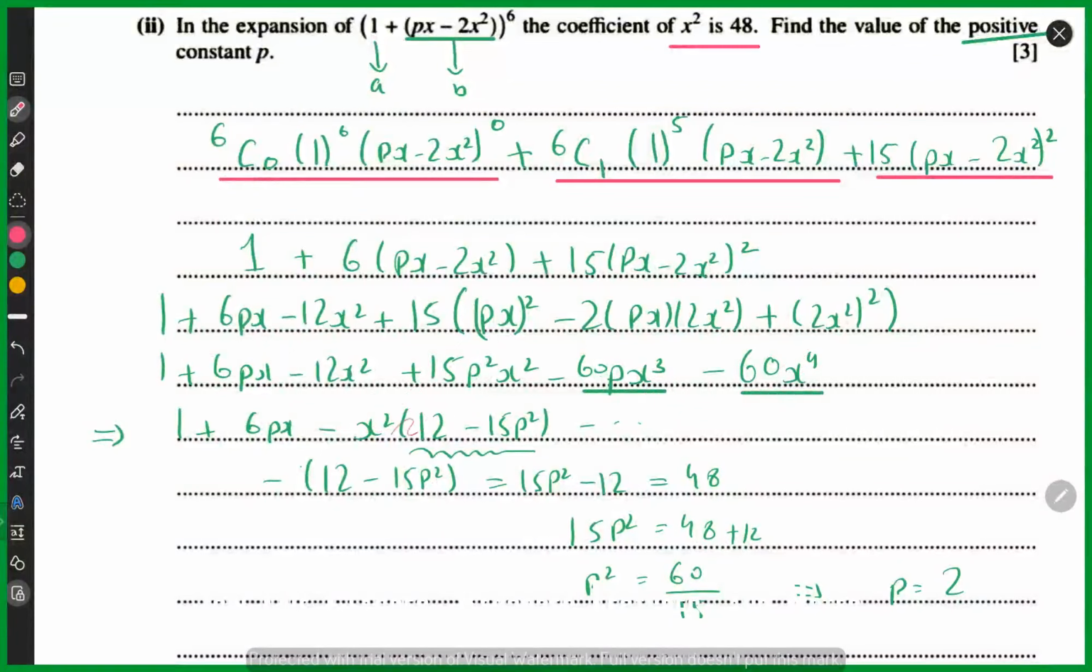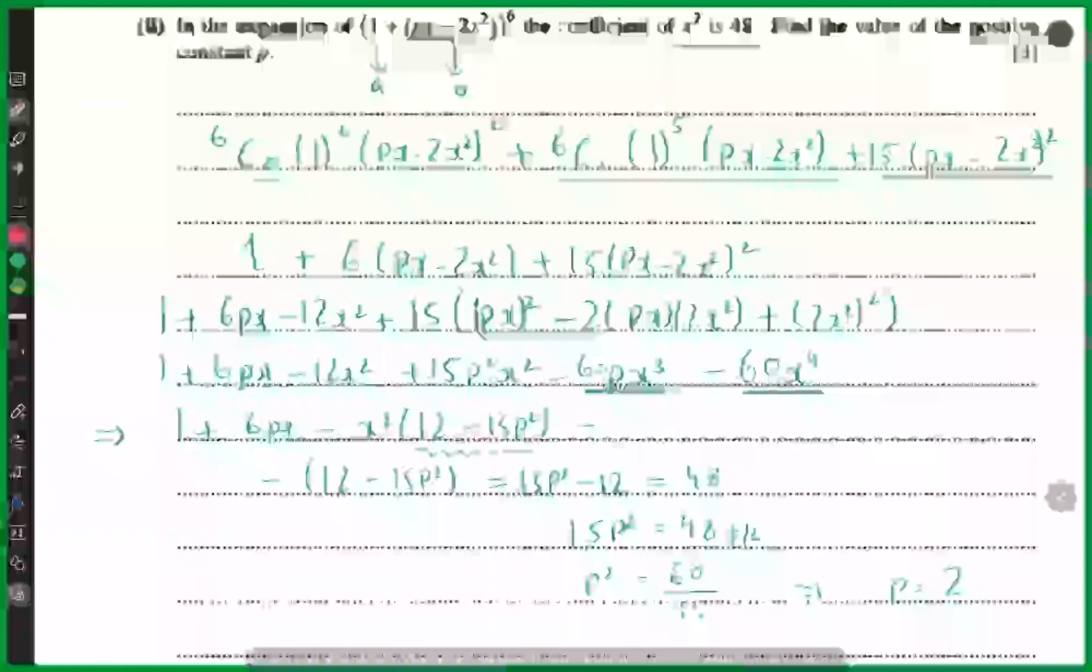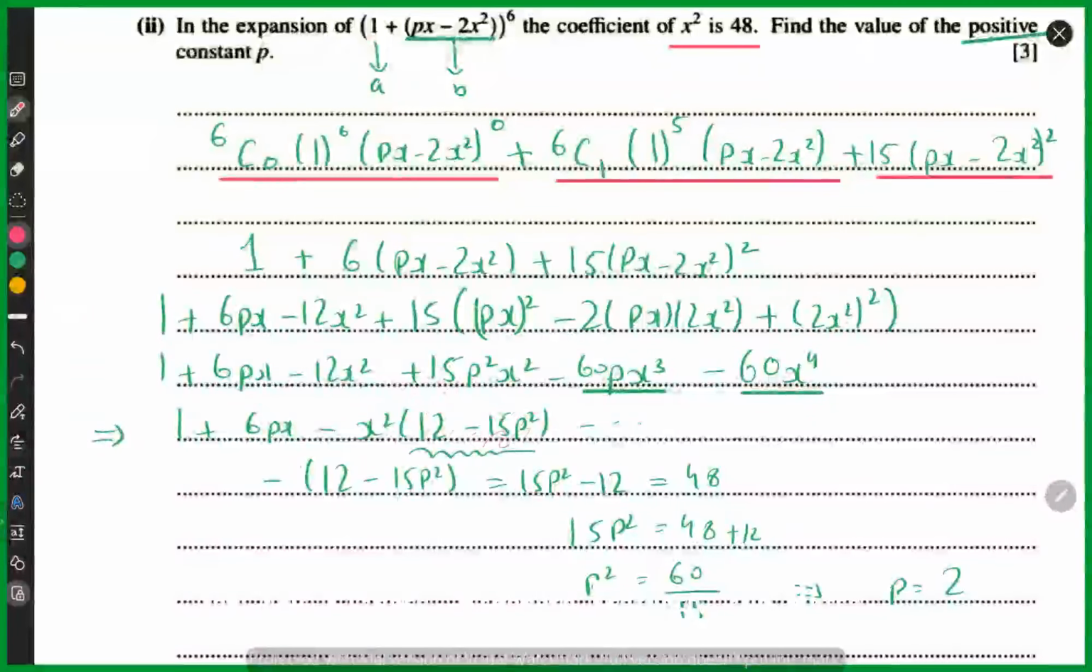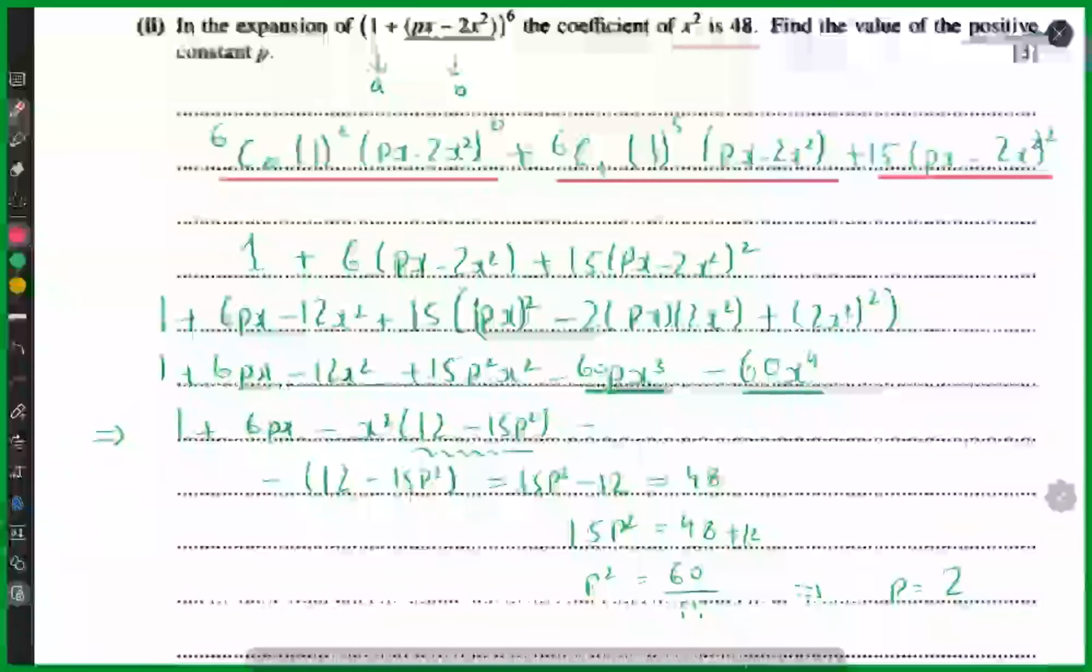And here I was able to find out the exact coefficient of x squared in terms of p. That was 15p squared minus 12. I compared it to the coefficient that was given, that is 48, and I got p equals 2.